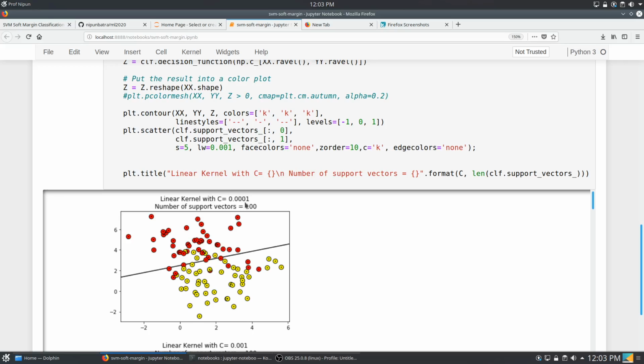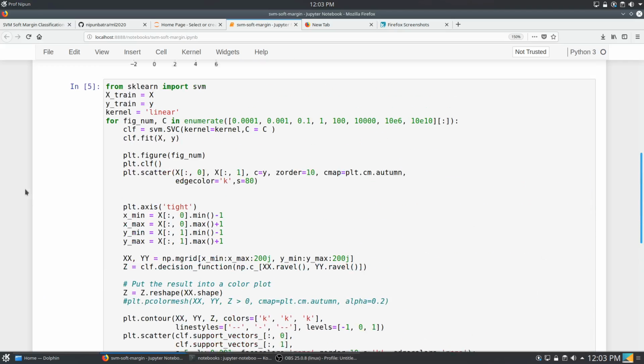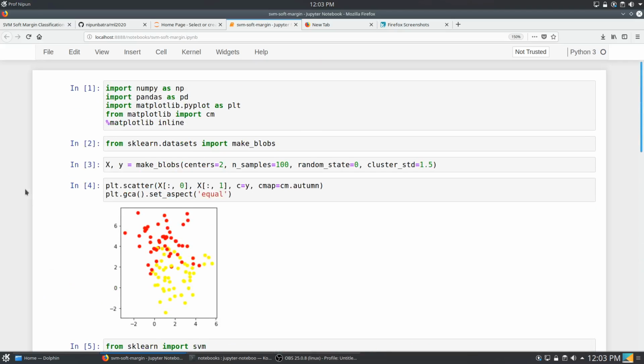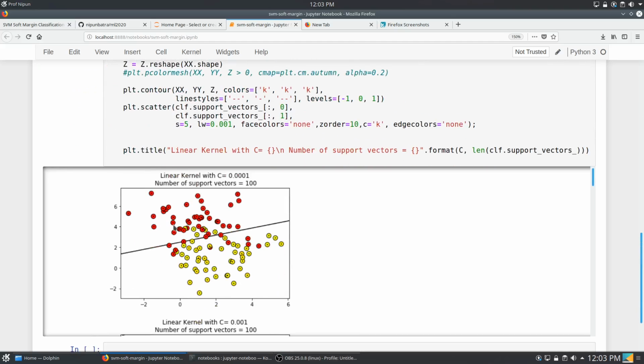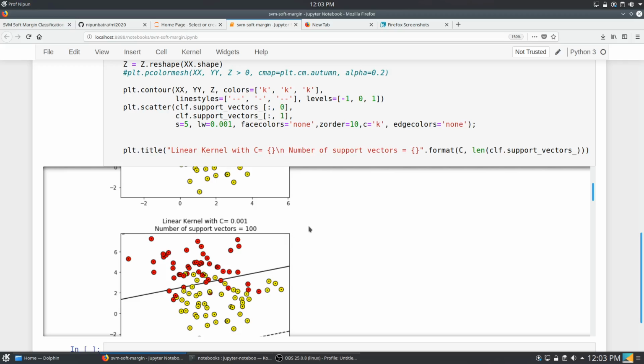So let's go to the starting. When C is really small, if you remember, all we care about is maximizing the margin. We don't really care about the number of violations, and thus there'll be a lot of violations, which means there'll be a high number of support vectors required. In this case, since there are a lot of violations, we see that the number of support vectors is 100. The dataset itself is of size 100. So each point is acting as a support vector, which means this is a really bad classification. We increase the C a little more.